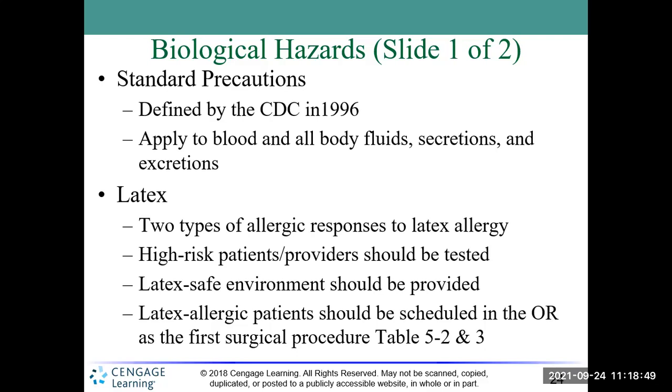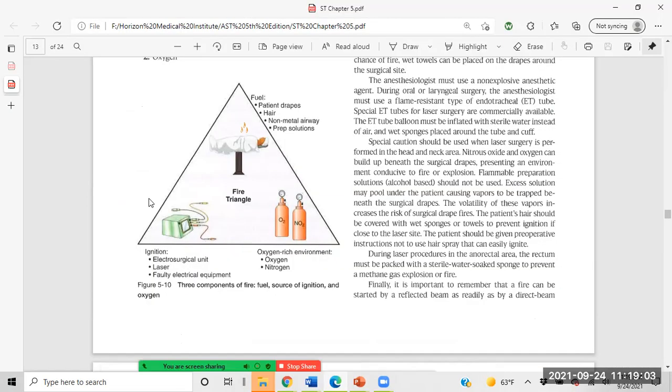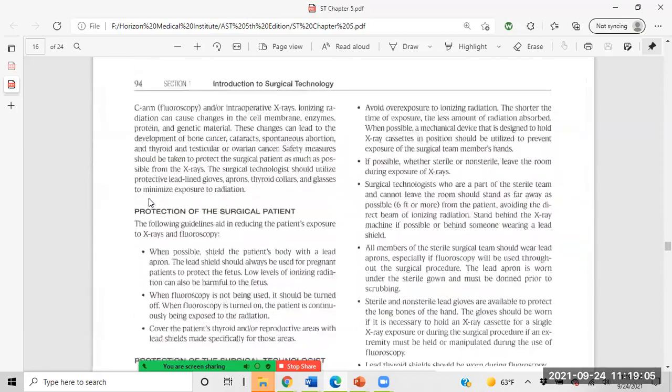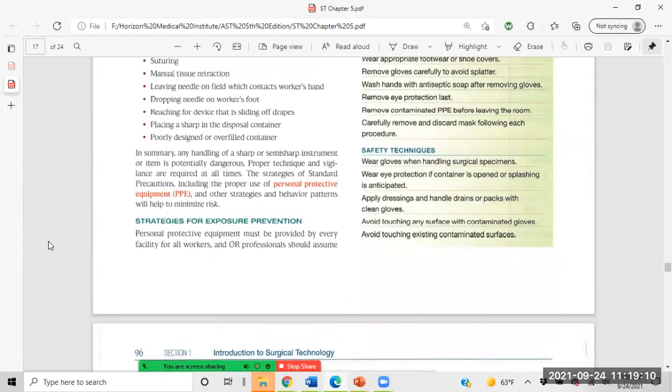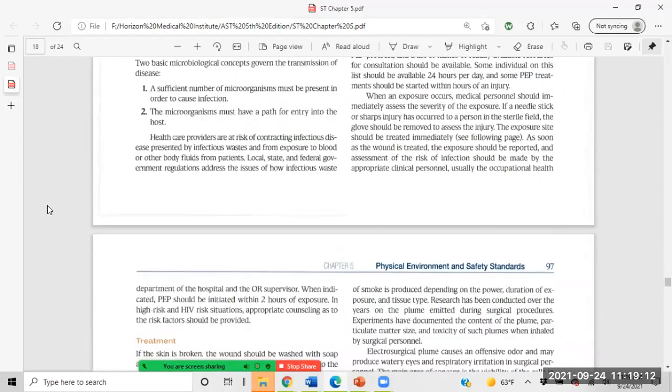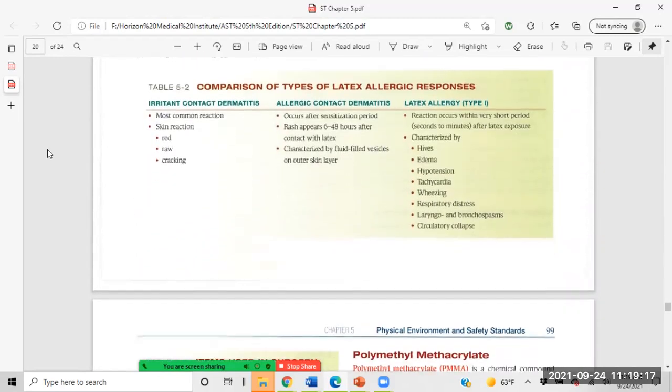High risk patients and providers should be tested. Patients that are at high risk for latex allergy are going to be scheduled in the OR as the first procedure of the day. Let me jump over to the book because there was a really good description of all of that. That is because latex dust is easily dispersed into the air, and with the case being the first case of the day, the risk is significantly lower.